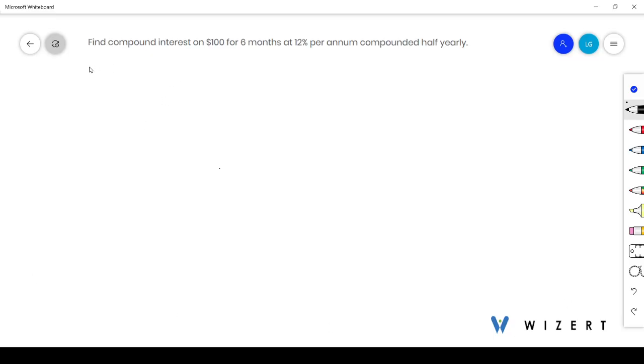Our question is: find compound interest on $100 for 6 months at 12% per annum, compounded half yearly. Here we have given principal amount is $100. Then rate of interest R is 12% per annum. So it is 12 by 2, means 6% for half yearly.